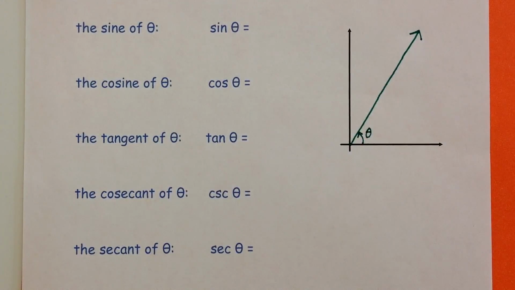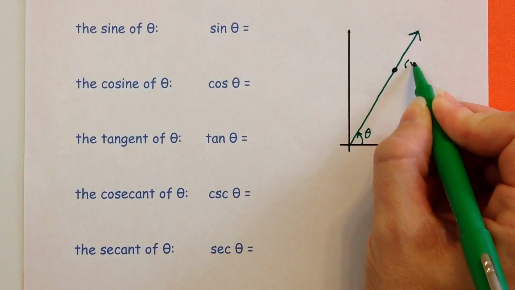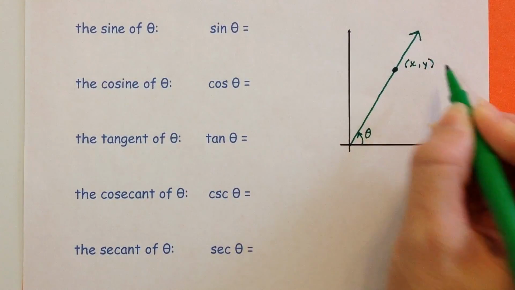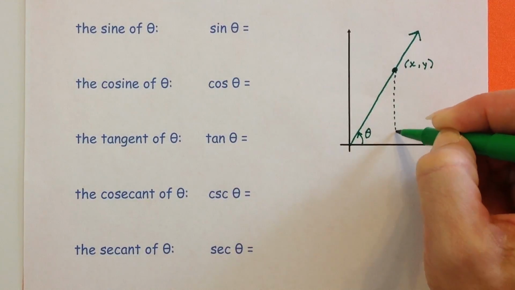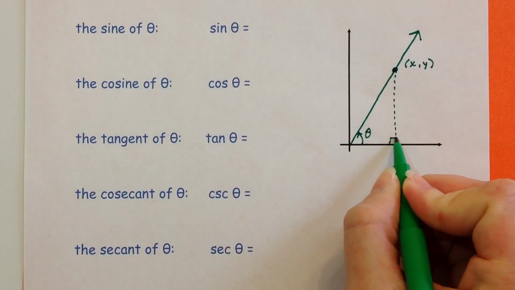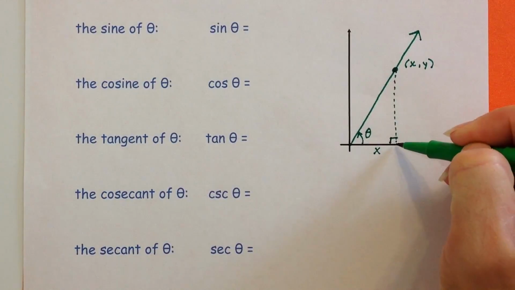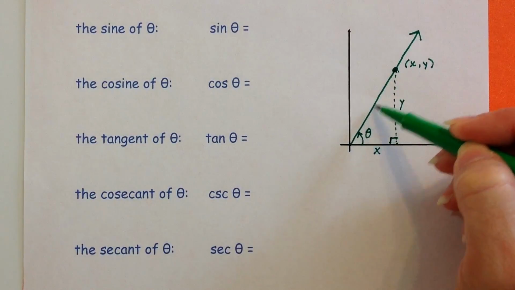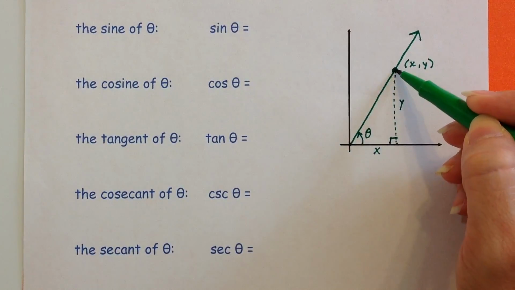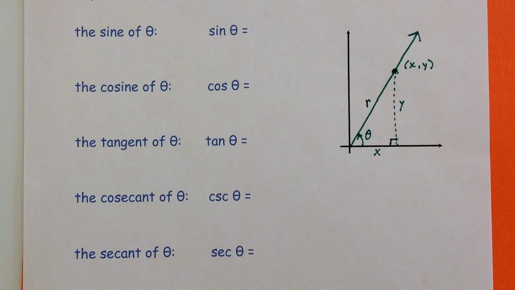So from here to here is going to be my theta. Now it refers to picking a point on the terminal side. So I'm just going to randomly pick this point. So that's this point xy. Okay, so if we were to draw a right triangle, of course from here to here would be my x distance. From here to here would be my y distance. Now the distance, which would be your hypotenuse from the origin to this point that's on the terminal side, we're going to refer to as r.